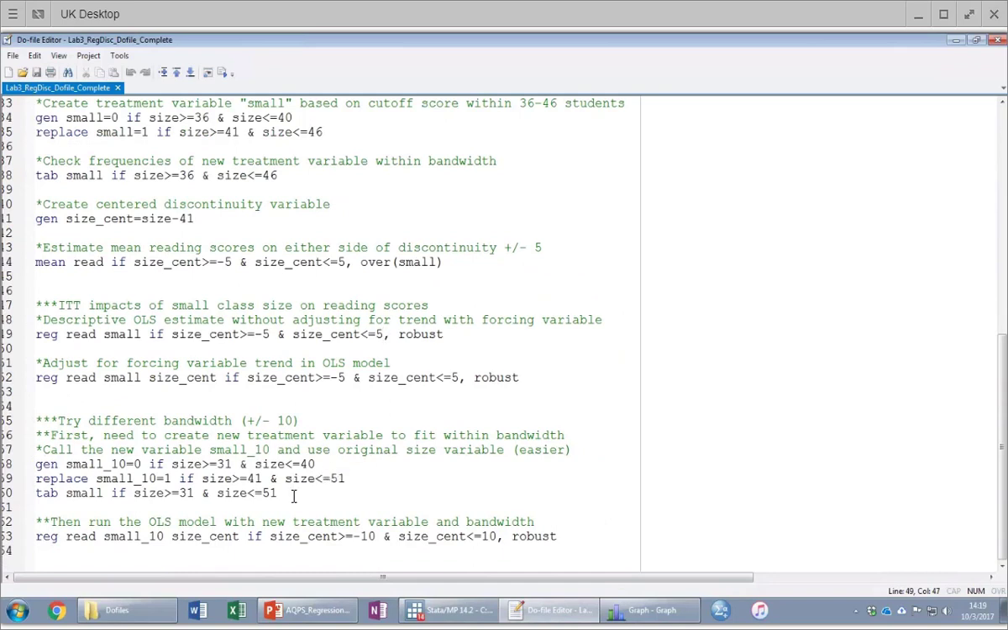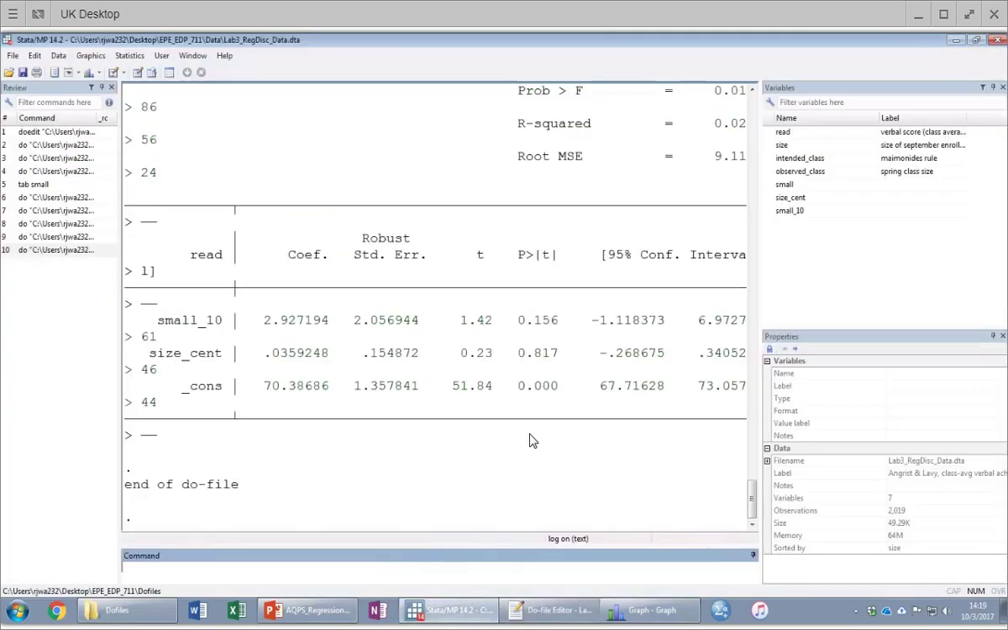Now, what would happen if we were to extend the bandwidth? Okay, so I didn't find a treatment effect within 5 students. We could try expanding it out and see what happens to the treatment effect. So I'm going to create a new treatment variable and rerun the analysis with that new treatment variable. Right? Find an even smaller impact. Now I'm taking into account more classrooms, so the overall standard error should go down, but we still find that it's not statistically significant.